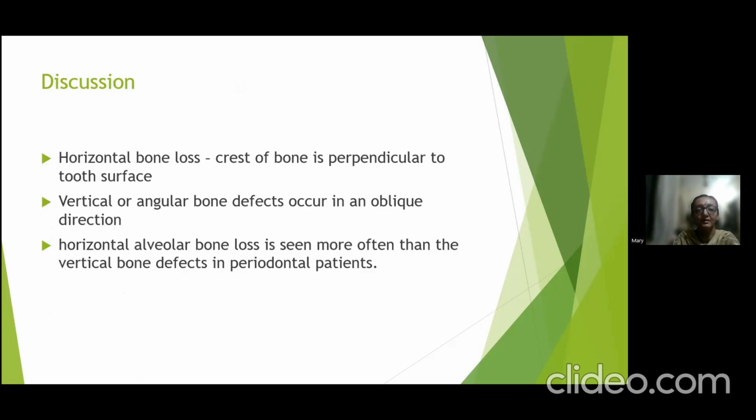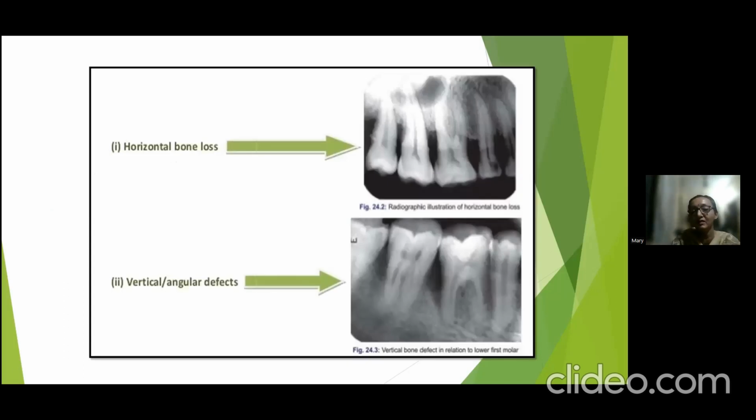So coming to the discussion part, that is the normal scenarios that we come across when we see a case of periodontitis. We often come across horizontal bone loss, where the crest of the bone is usually perpendicular to the tooth surface. We also come across vertical or angular bone defects, which occur in an oblique direction. Here, the bone loss occurs in an oblique direction. The bone loss we commonly come across is the horizontal bone loss in periodontal patients. So here we have an X-ray showing the horizontal bone loss and also a vertical angular defect.